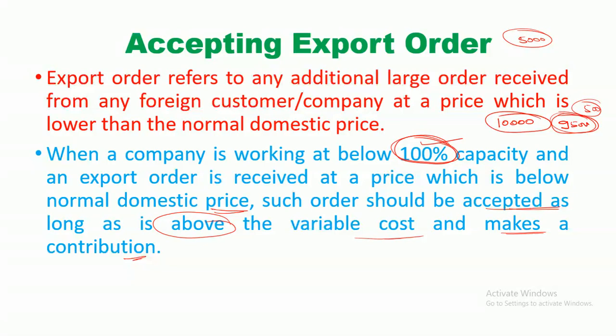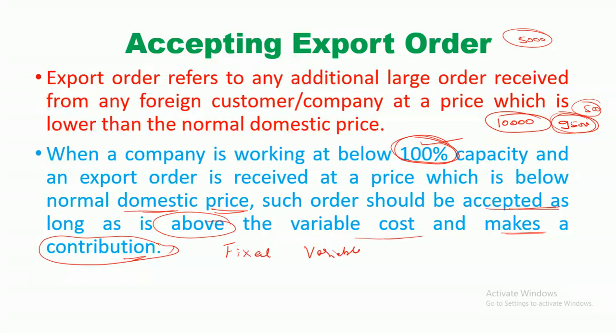If you have the capacity, and even if the price is below the normal domestic price, you should see whether this offer gives us a contribution, whether there is a positive contribution after accepting the offer or order. We do not worry about the fixed cost here, because the fixed cost we will incur otherwise also to meet the demand of the domestic market. We have to worry about only the variable cost.